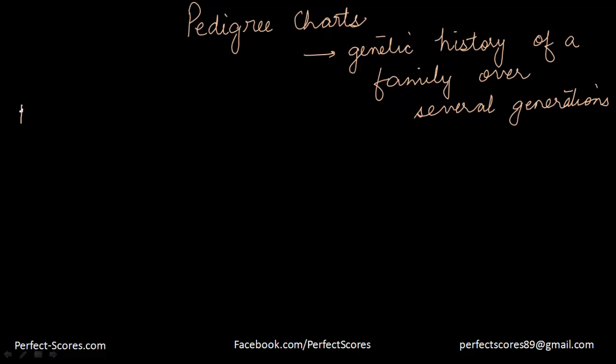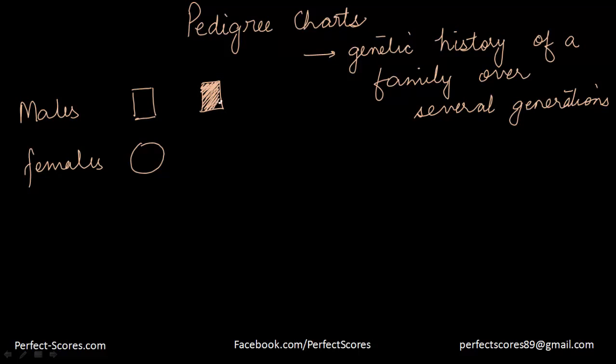The first thing is that males are represented by squares and females are represented by circles. The other thing, the shaded symbols mean that they are affected by a condition. So if this part is shaded, this would mean they are affected in case of male and in case of a female. And this is going to be unaffected.